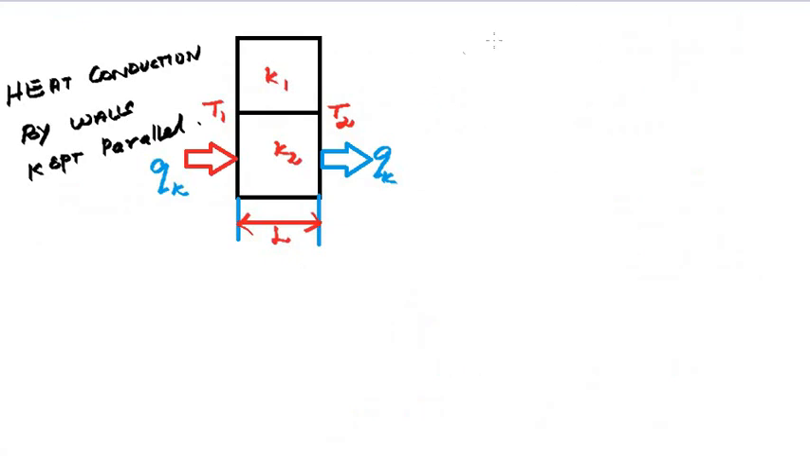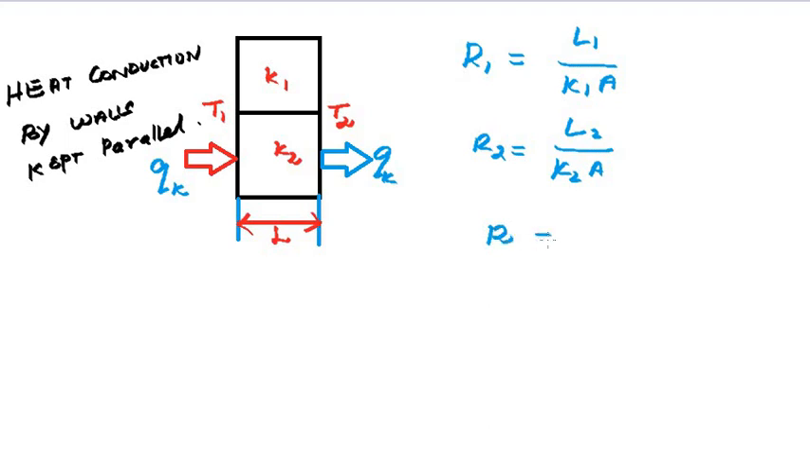So for heat conduction through walls kept in parallel, we know that the resistance for wall 1, R1, is equal to L1 by k1A, and R2 is equal to L2 by k2A. Since it is parallel, we know that R is equal to R1 R2 by (R1 plus R2). So on solving this equation, we get, here the length is the same, so L can be taken out in common.